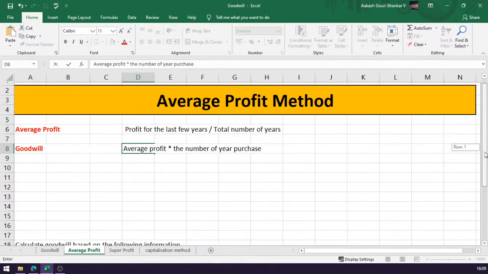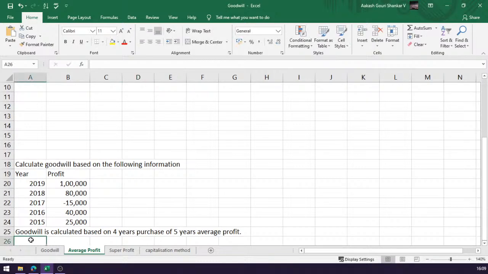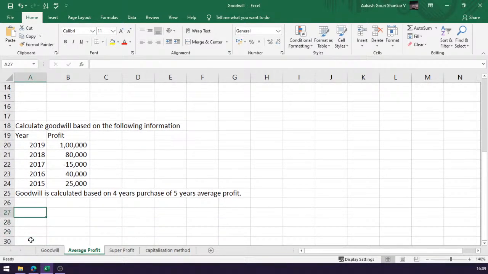So let me discuss a problem based on this in order to get a better understanding. Here is a question: calculate goodwill based on the following information. Year and profit are given. In 2019, the profit is 1 lakh. In 2018, the profit is 80,000. In 2017, we have a loss of rupees 15,000. In 2016, the profit is 40,000. And in 2015, the profit is 25,000.